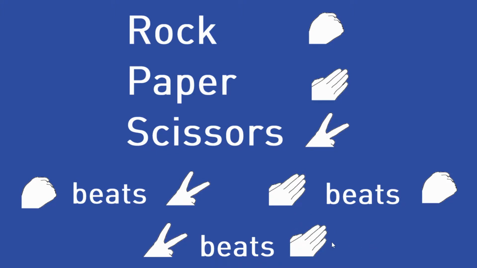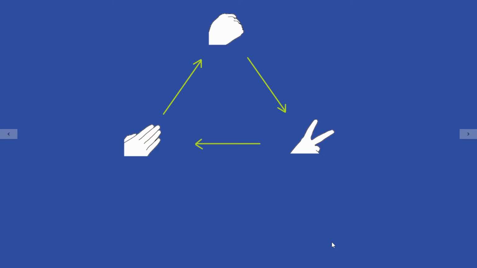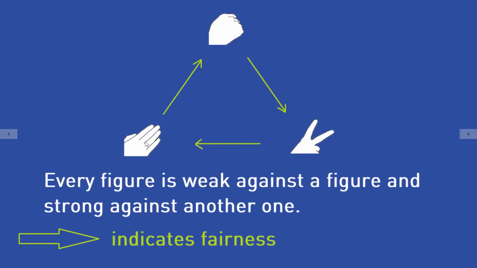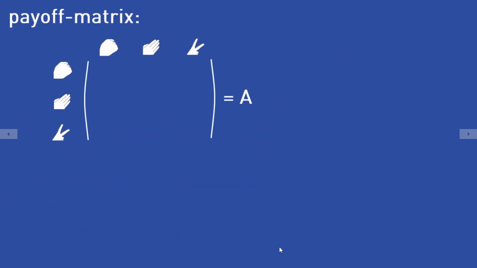Now, rock beats scissors, paper beats rock, and scissors beats paper. You can also visualize this game by using a graph, which you can see here. So this graph tells you that paper beats rock, rock beats scissors, and scissors beats paper. There you can also see that this game seems fair. Every figure is weak against a figure and strong against another one. This indicates fairness.